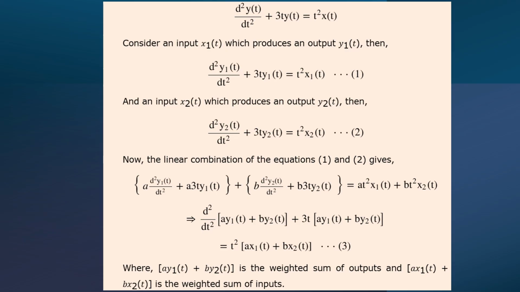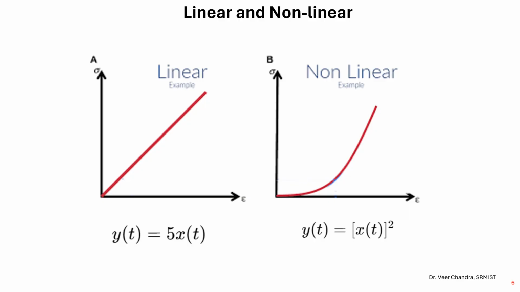For example, d square y(t) divided by dt square plus 3t y(t) is equal to t square x(t). Just replace your y(t) with y1(t) and x(t) with x1(t). Similarly, replace for another input, that is x2(t), and check whether it holds the additive property and scaling or not. In order to check here, you can see that it holds the superposition principle. That's why this example is a linear type of function.